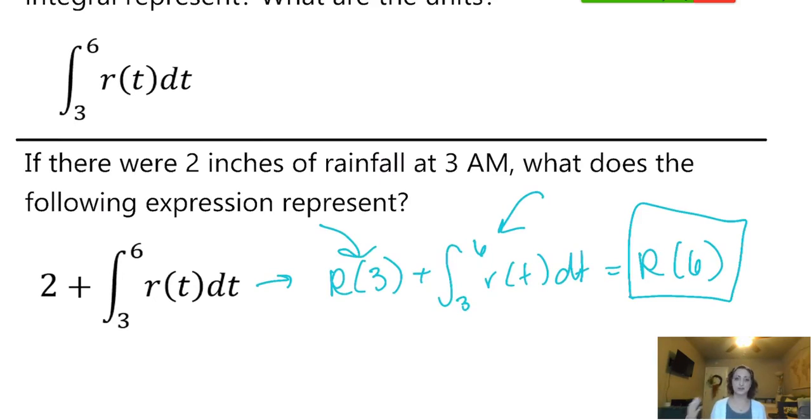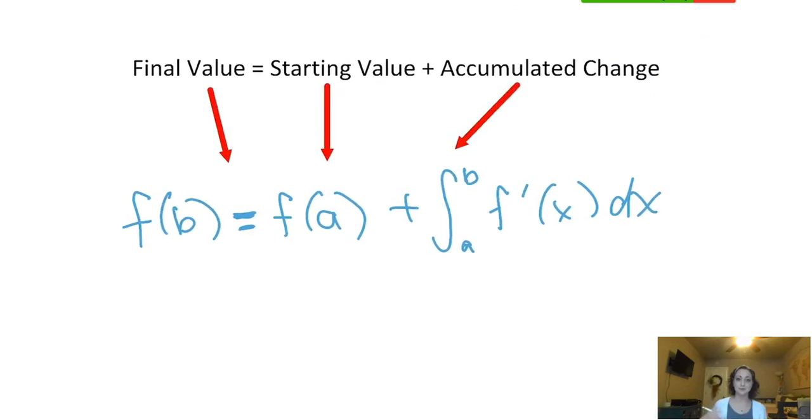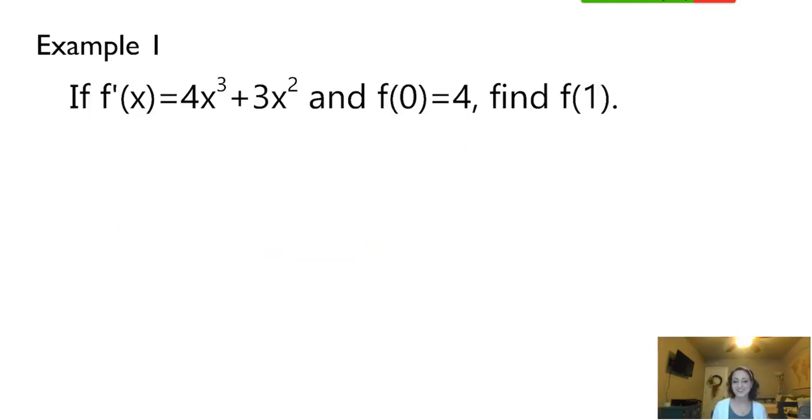Which is not anything earth-shattering. This is really what the rearrangement of FTC is saying: my final value, f of b, is equal to my starting value plus how much I've accumulated, how much rainfall between the two. That's all the rearrangement is. Force a pause on the screen if you want to write any of this, feel free, otherwise just hit continue. And force a pause on your screen, can you please copy example 1 for me?